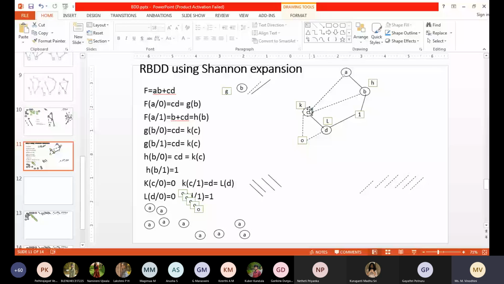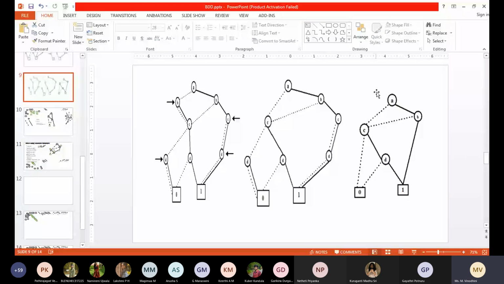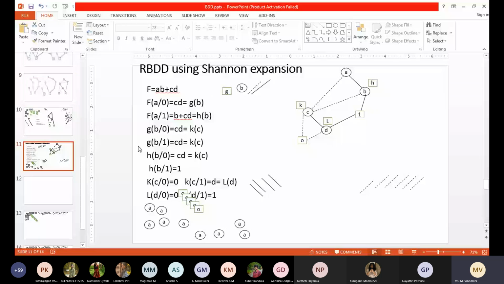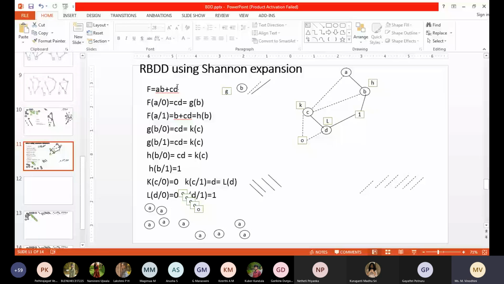Did we get the same binary decision diagram as previously? Because it is the same expression, the very first expression we took, F is equal to AB plus CD, and we reduced it directly using rules 1, 2, 3. Are we getting the same diagram? Look at this, this and this are both the same. Again, we are getting the same graph.